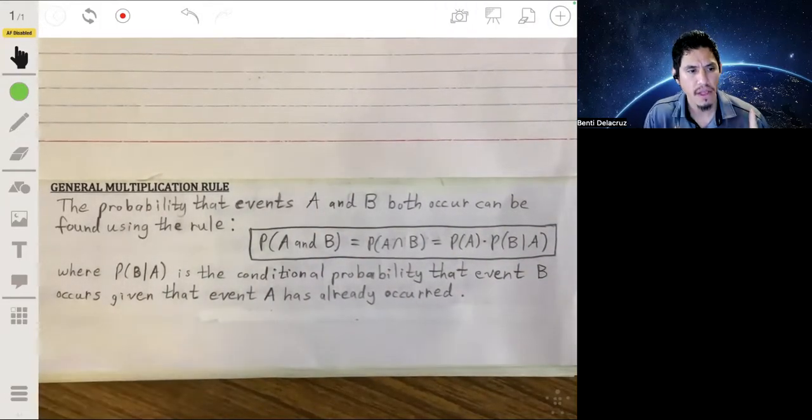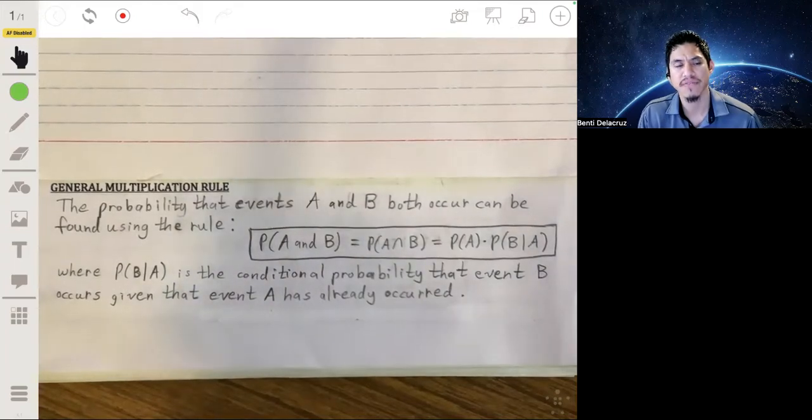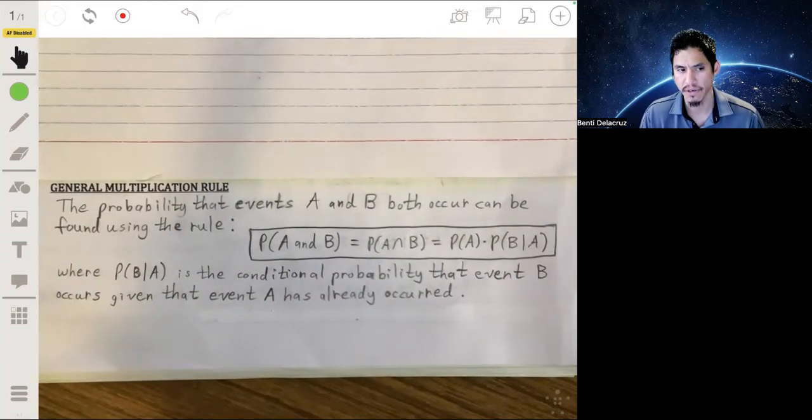Okay, so we're going to go over the general multiplication rule, and we're going to go over some examples of how you make some tree diagrams with probability.